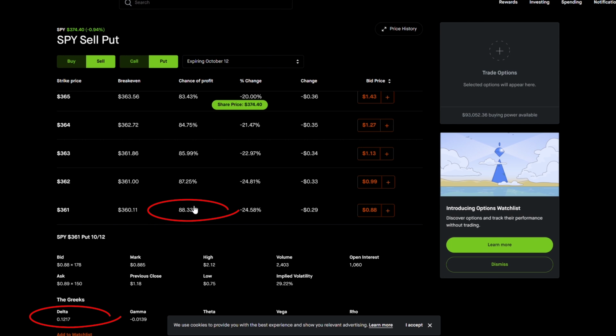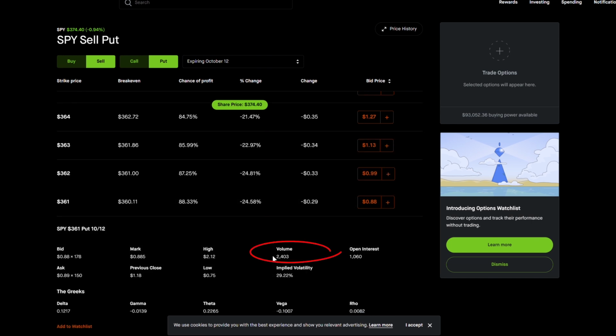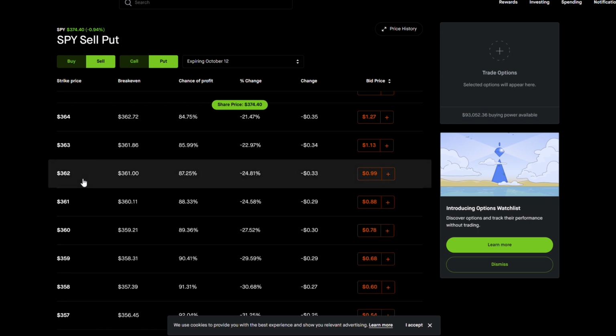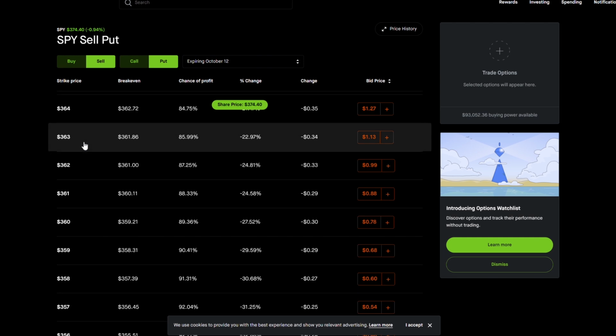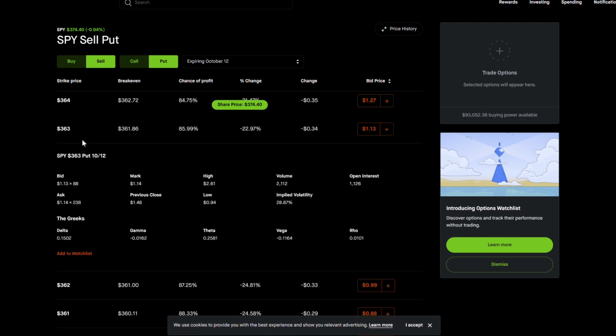So I already know that, and I know how the Robinhood platform works. I also know that I like a sweet spot of around 10 to 14 delta. So 12 delta is fine, and the volume here is 2,400, so not as much. Let's go up a little bit, 3,812 volume, that's really good. Let's go up one more, and it's also 2,000 volume, 15 delta, that's a little aggressive.